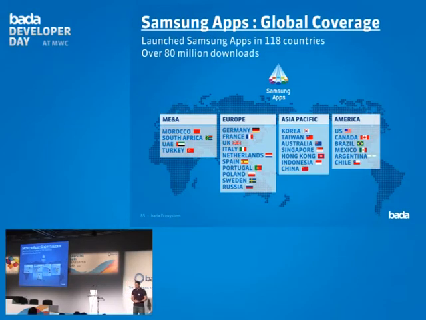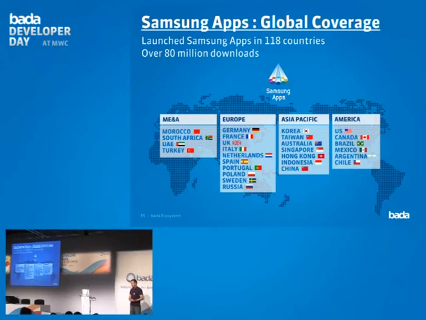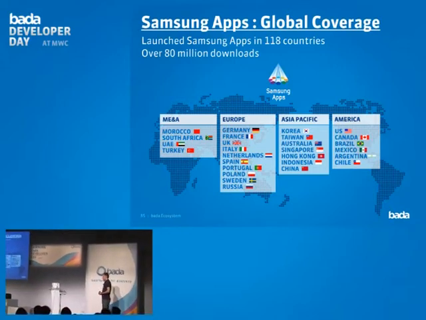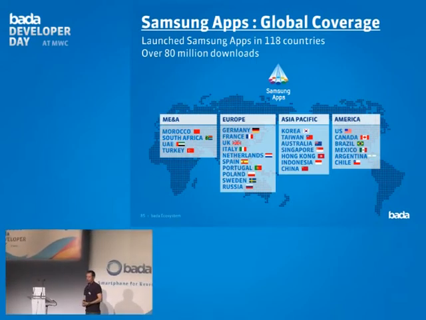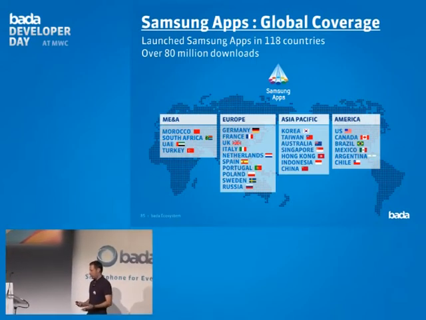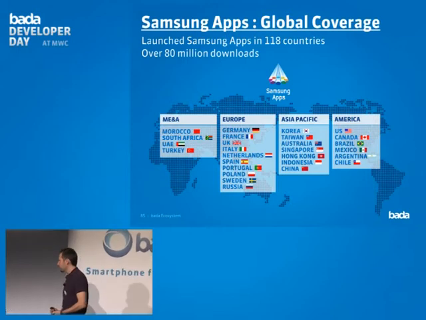There is Samsung Apps, as I said already, which is currently available in 118 countries, and we have a total number of downloads currently of 80 million.